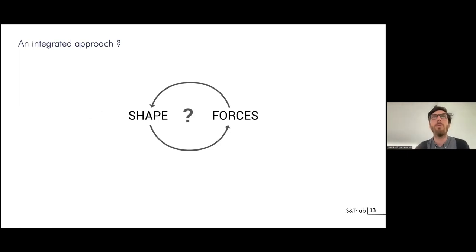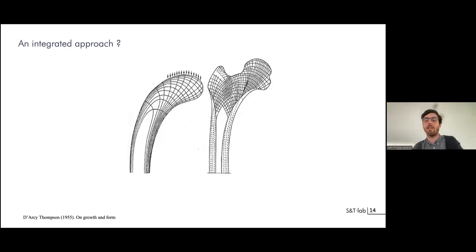And so I kind of like this example that I guess most of you probably know. This is an abstract from the book On Growth and Form by D'Arcy Thompson, a book from 1955. I like it because D'Arcy Thompson was not a structural engineer. He was actually more into biology and what we call mathematical biology.